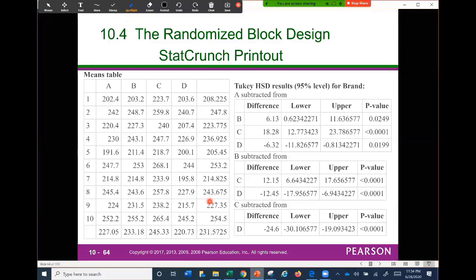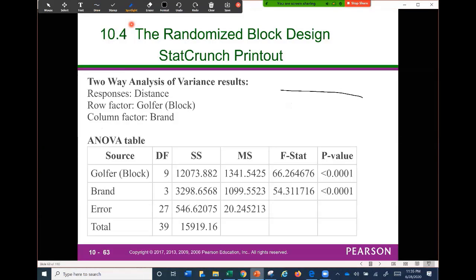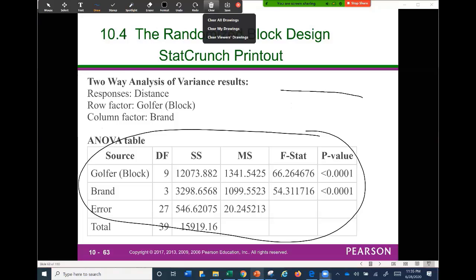How can we show our work? How can we obtain all of these values in my ANOVA table? This is the ANOVA table. How can we use formulas and tables to obtain all of these results? Let's do it using Excel.